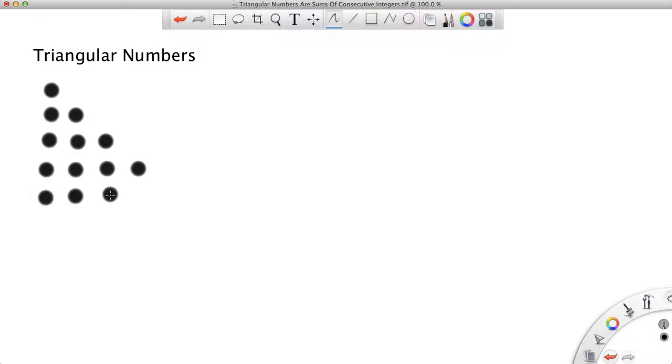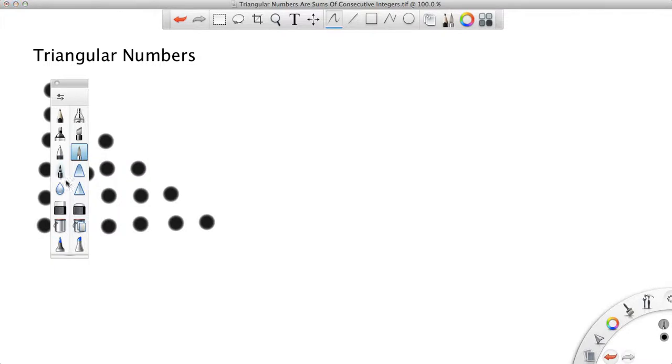So for example, here we have 5, and the previous one we had 4, and now we have 5, and here we're going to put 6 dots. So there are a few triangles there, but the triangle keeps growing. Now let's take a look at the number of dots that we have.